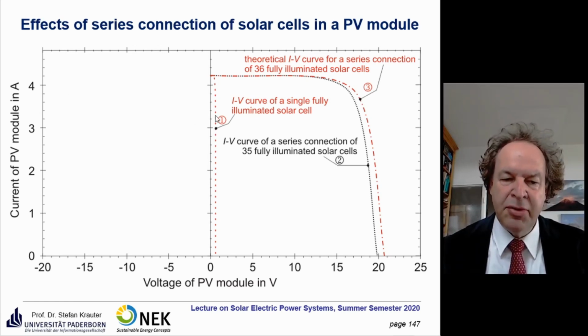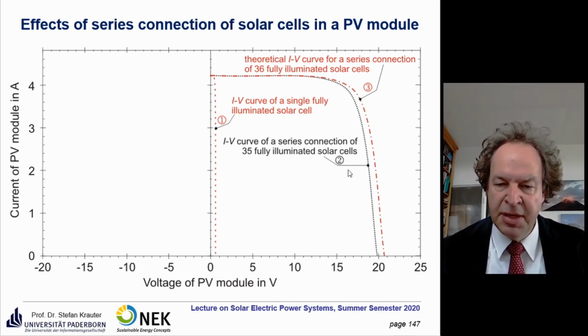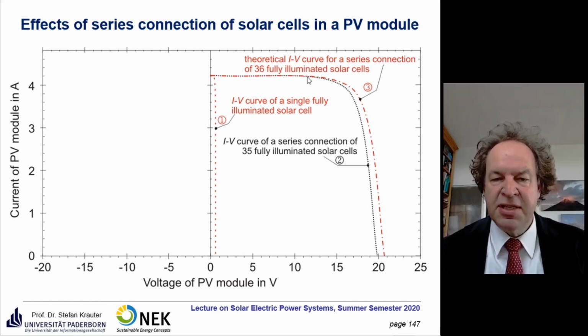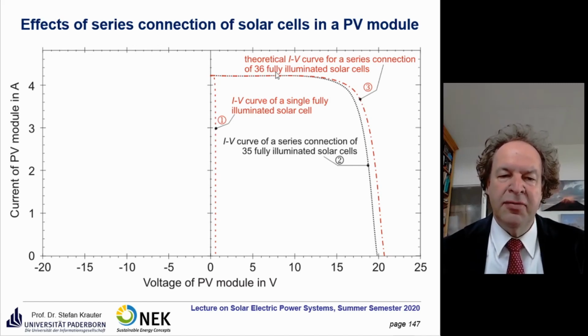And now you put them in series. That means the current stays the same and the voltages add up. For example, if you look at number 2, these are 35 fully illuminated solar cells interconnected in series. So we add them all up, so it's 35 times 0.6 volts. And last but not least, we see a 36 illuminated solar cell. So this is the final IV curve for solar modules with 36 cells. Nowadays, modules even have 72 interconnected solar cells.